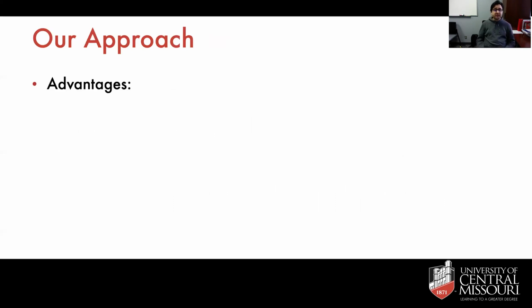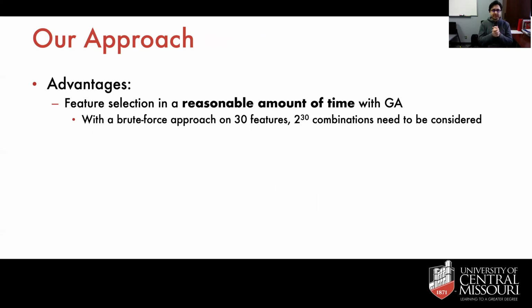So some of the advantages of our approach: when it comes to feature selection, our approach is able to perform this in a reasonable amount of time due to using genetic algorithms. Because if you have 30 features, packet header fields in your data set, and if you wanted to consider every possible combination of them in order to find the optimal set of features that give you the highest classification accuracy, then you would need to consider 2 to the power of 30, which is around 1 billion combinations, which would take quite a lot of time to complete. Genetic algorithm, however, gives us the ability to perform a search in this huge space in a reasonable amount of time with as optimal a solution as possible.